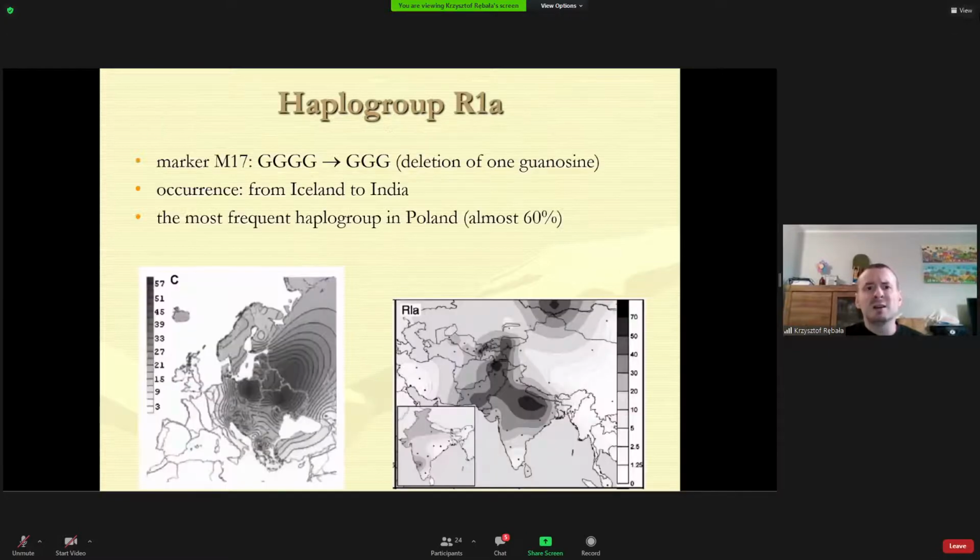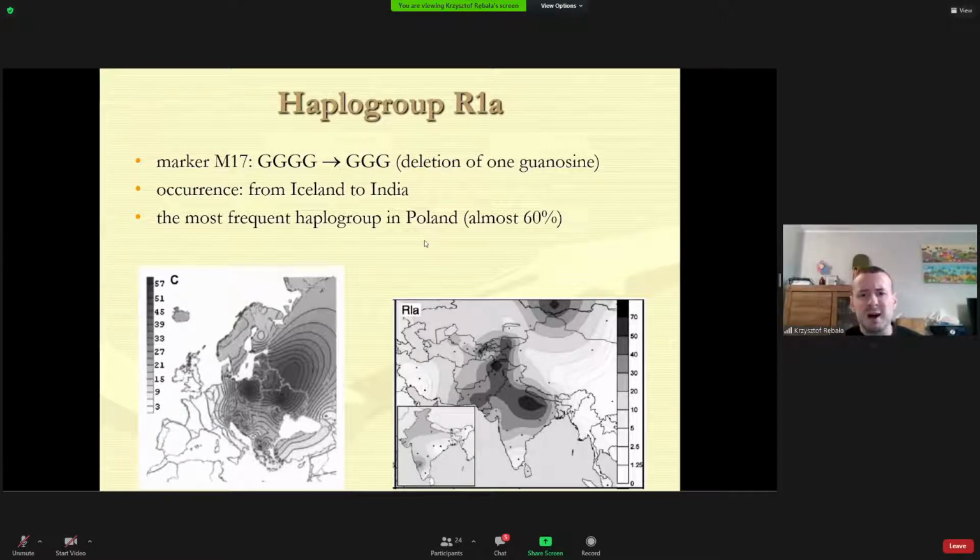Okay, so generally haplogroup R1a was defined by marker M17. There is a stretch of 4 guanosines in one of the loci on the Y chromosome. And when there is a deletion of one of these guanosines at this site, which occurred only once in the genetic history of our species, this is just a genetic marker of haplogroup R1a, okay?